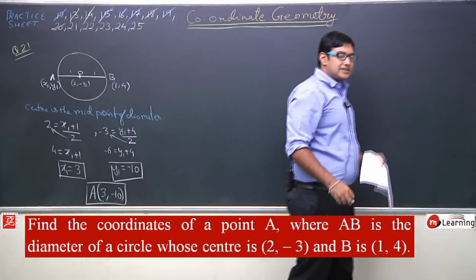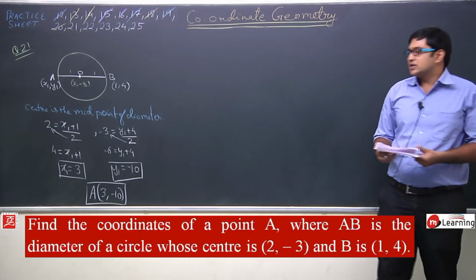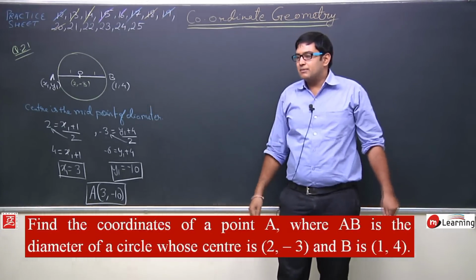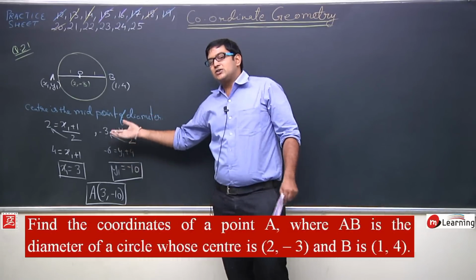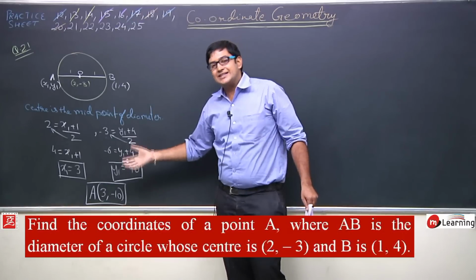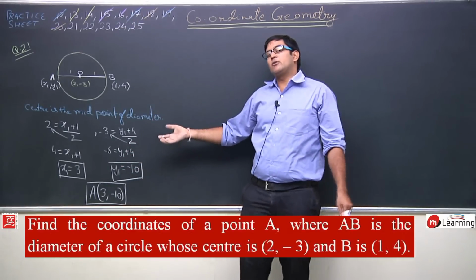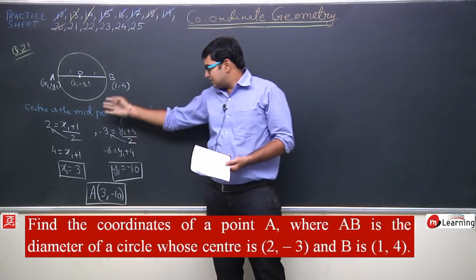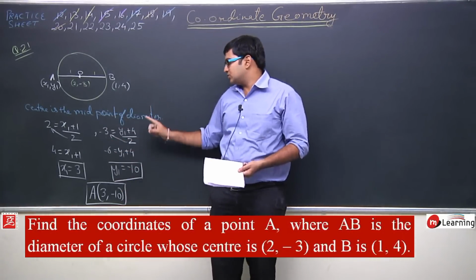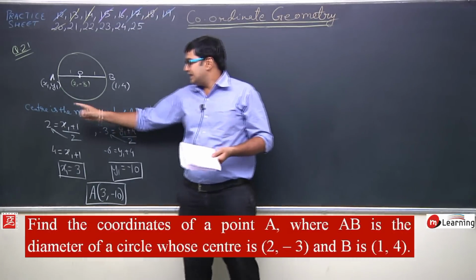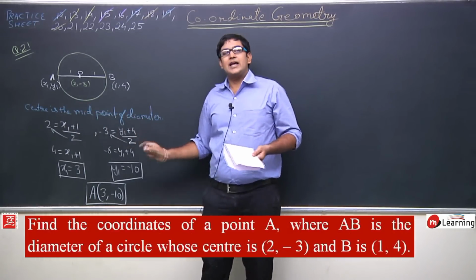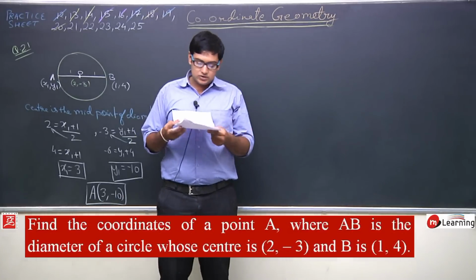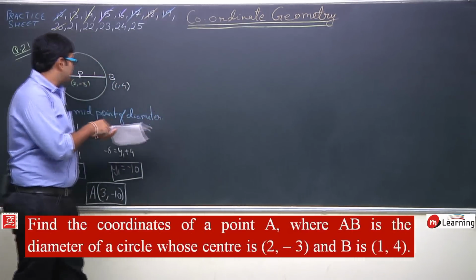You can see this question seems to be difficult because diameter, circle and center are given, but when you solve it, it's not even 2 or 3 lines. What a simple question, you only have to apply the midpoint formula and the answer comes. So these are the coordinates of A. And which property did we use? This property is important: the center is the midpoint of the diameter. So we have solved question number 21. It's very simple.